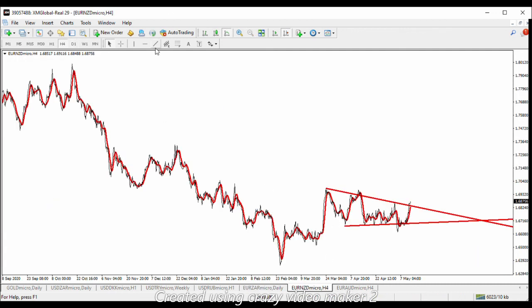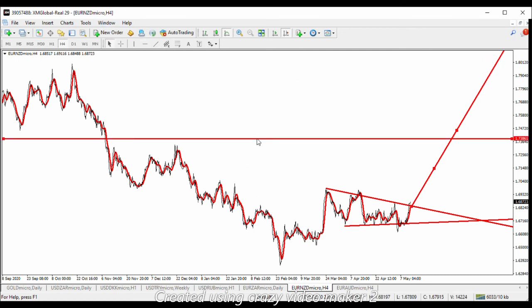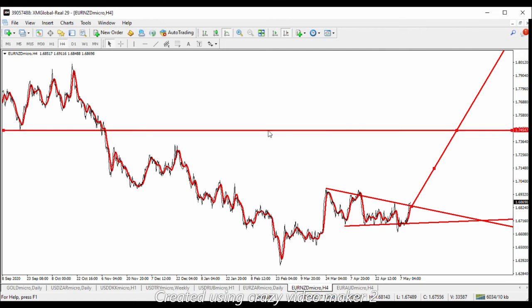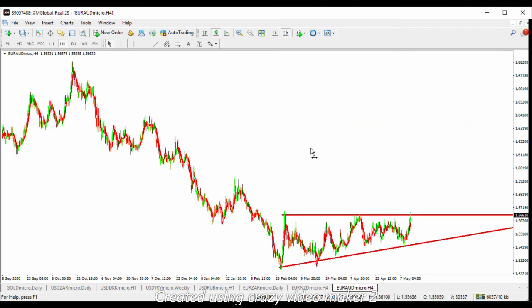Euro New Zealand, this looks like a pennant. So as you can see, price pulled up. So this would be like a pole of the pennant. Price was trapped within this triangle. And then you measure from the bottom here to the top here, right? And then you extrapolate right there. This would be your target, right? Perfect with this support area here, right? That would be your target.